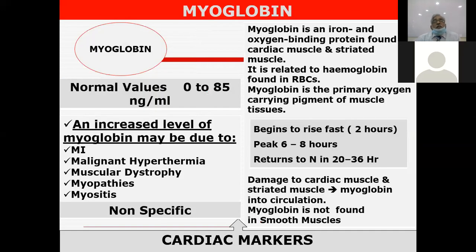Well, myoglobin levels are 0 to 85 nanograms per liter. I have already told you that iron and oxygen bind to this protein. So it is also raised in cardiac muscles as well as skeletal striated muscles.